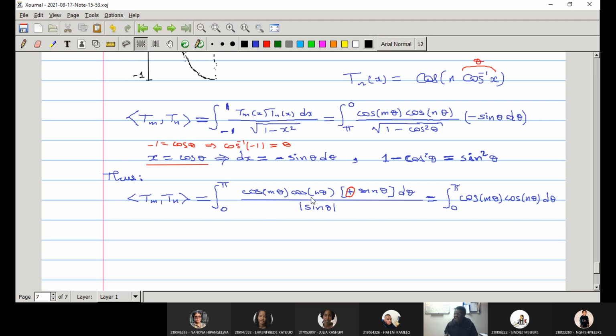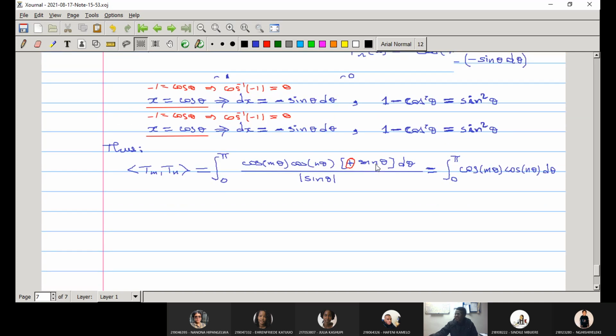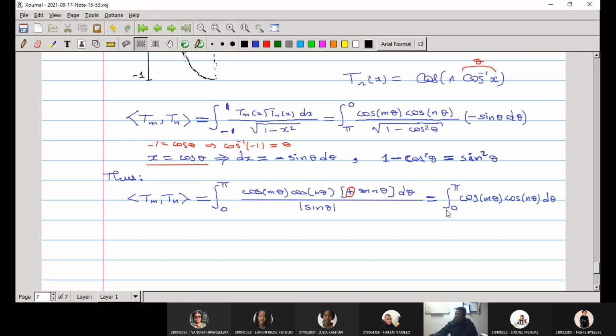Okay, so because sine theta is positive here, you remove the absolute value, and then you cancel this sine theta with this sine theta, and then you are left with this. So you see that you don't just write things because you want to write them. You write things that make sense. Okay, now from here, the rest is up to you. From here, anybody can do this, so I will not do that. You do this yourself.